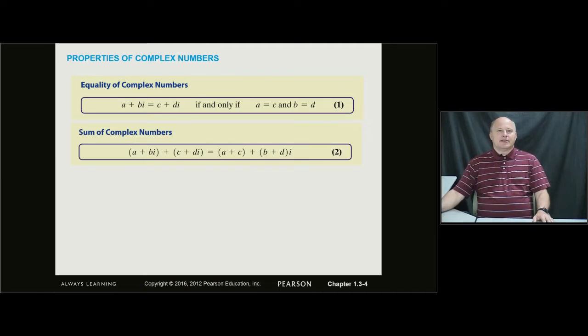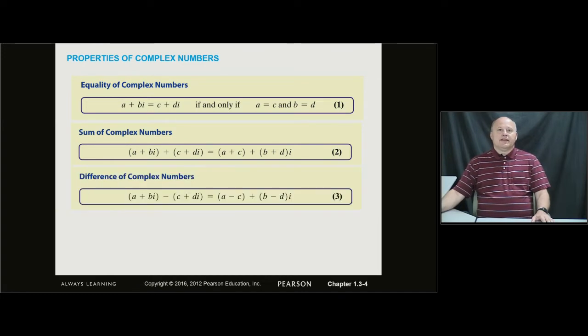Sum of complex numbers. If you add up two separate complex numbers, a plus bi and c plus di, you add up their real parts, so you get a plus c, and you add up the imaginary parts, bi plus di. When you do that, it becomes b plus d times i. So you just basically factor the i out and combine the coefficients of those two numbers. The difference is very similar, except you're subtracting them.